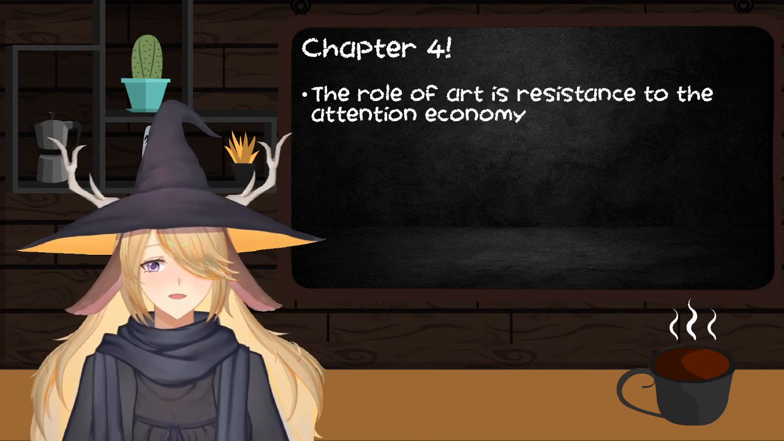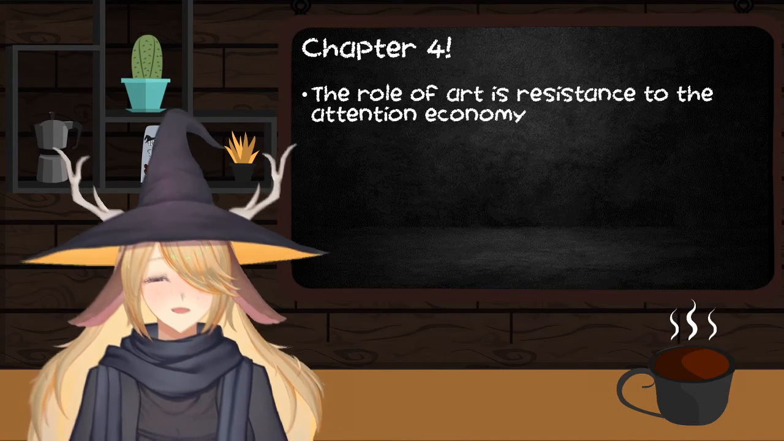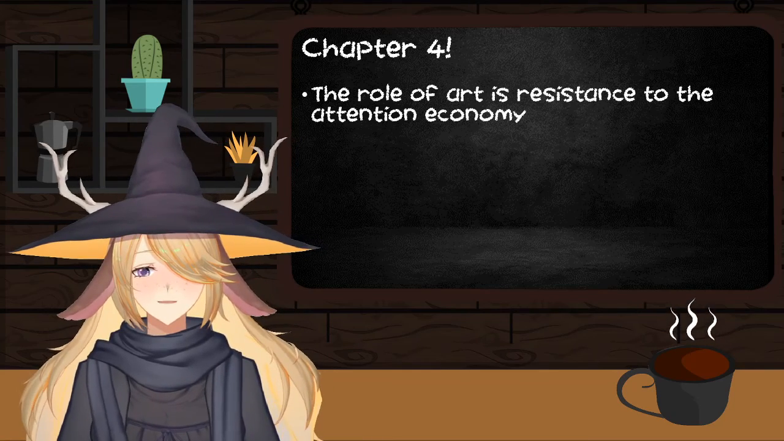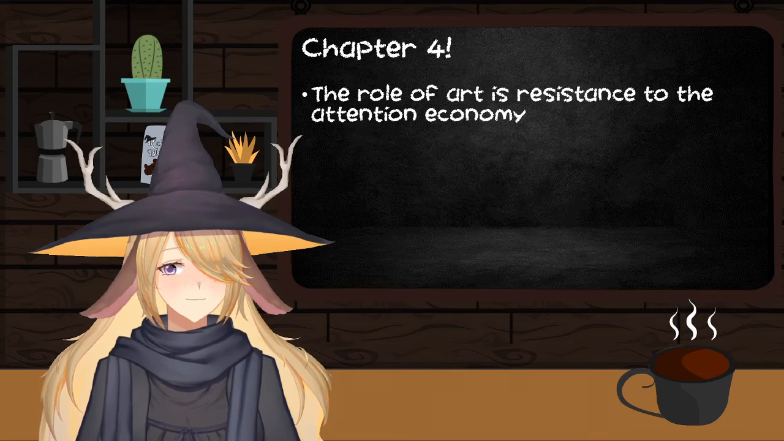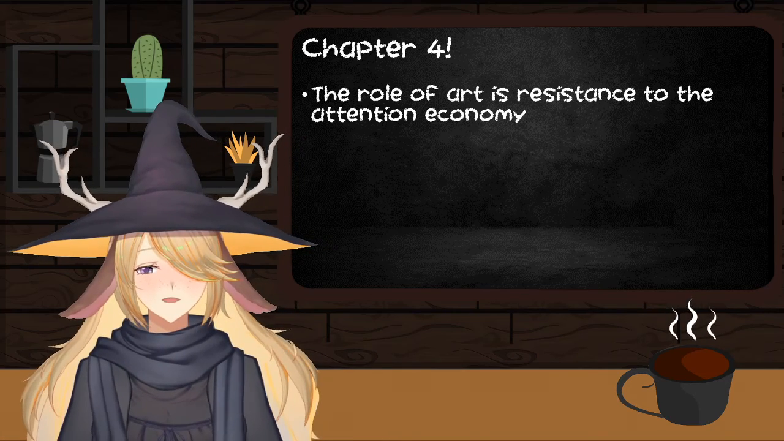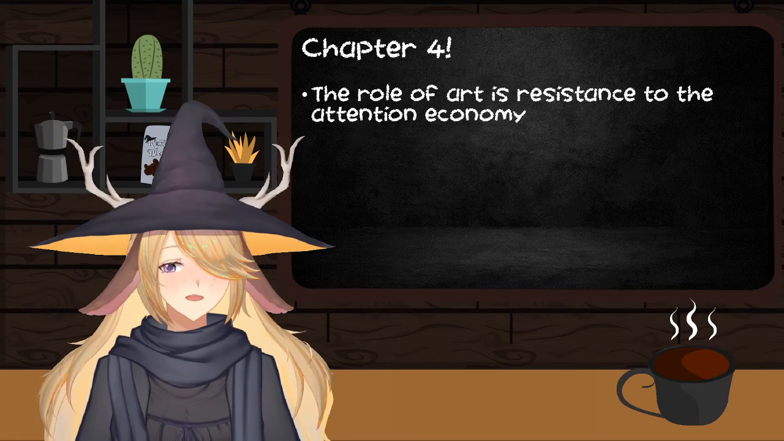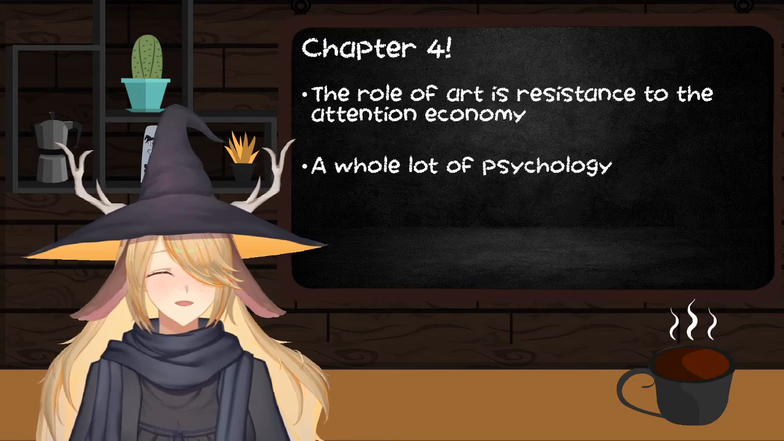Let's see. So in chapter 4, what do we actually start off with? Like I said, it kicks off with a discussion of modern art specifically, and some of my favorite pieces of modern art, or my favorite schools of modern art. And it tries to really draw art, and particularly conceptual art, as a vehicle to explain resistance to the attention economy and what that actually looks like.